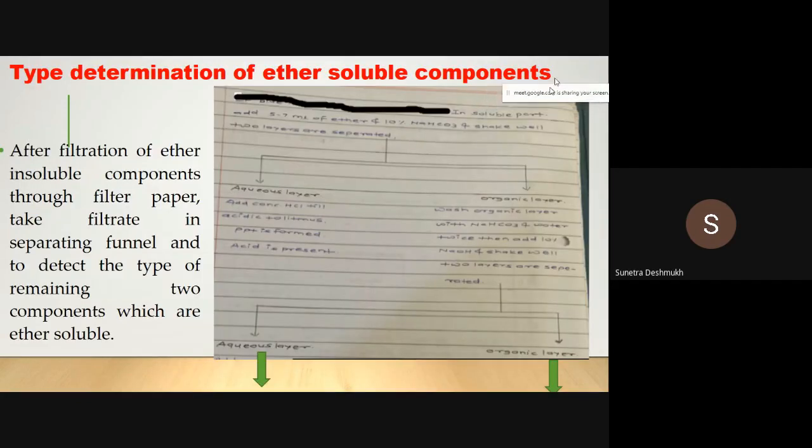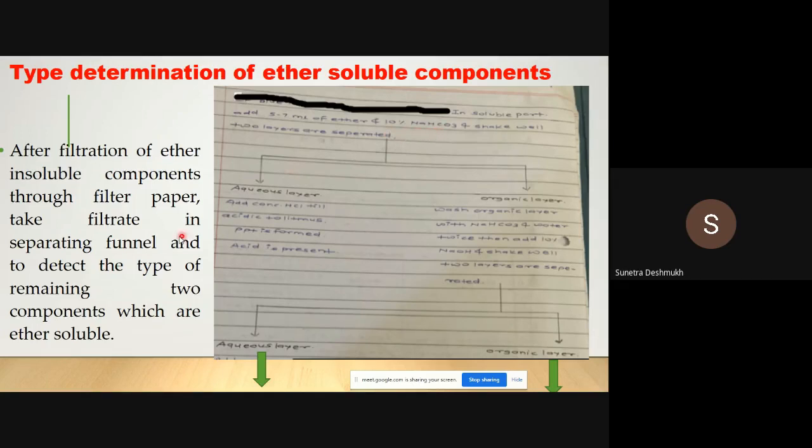First, we have to check the type of the ether soluble component. Now you have the filtrate in your hand. After filtration of the ether insoluble part, you have collected your filtrate in a test tube. That part you have to take, 5 to 7 ml of ether, and in that ether solution you have to add 10% sodium bicarbonate solution.